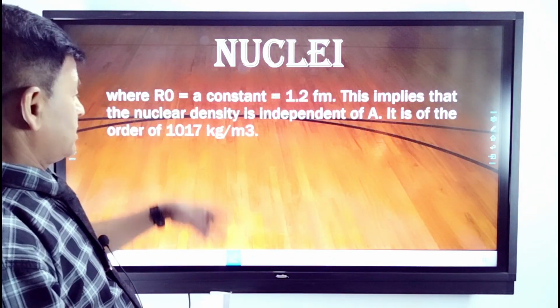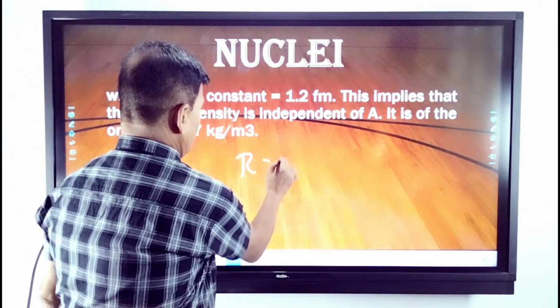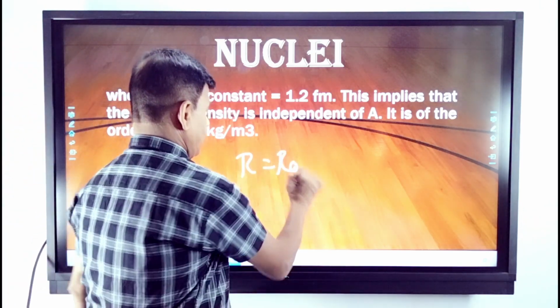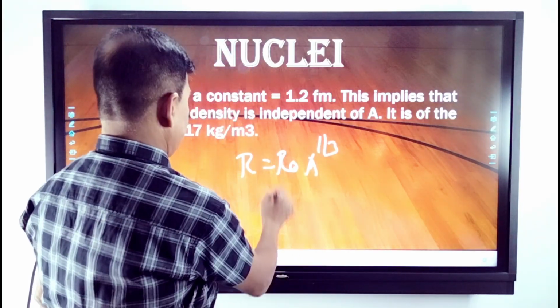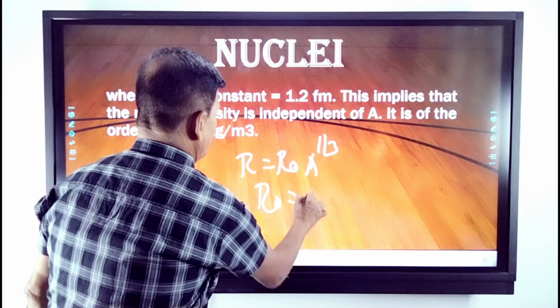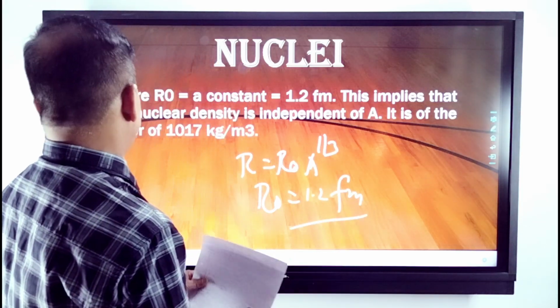So now you have seen R is equal to R0 A to the power 1/3, and here R0 is 1.2 femtometer. Remember, that's a constant. Very clear?